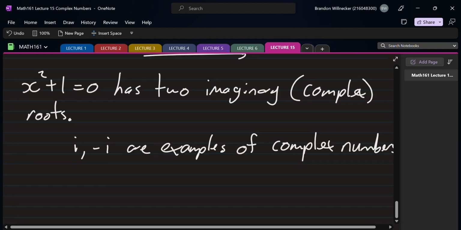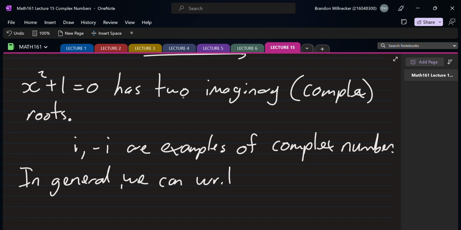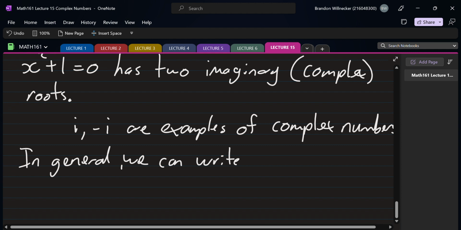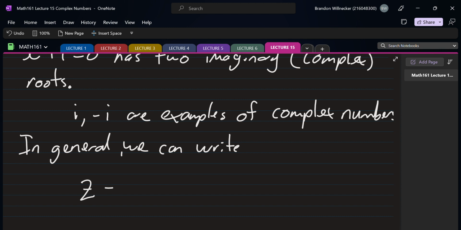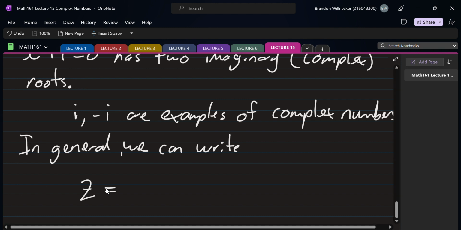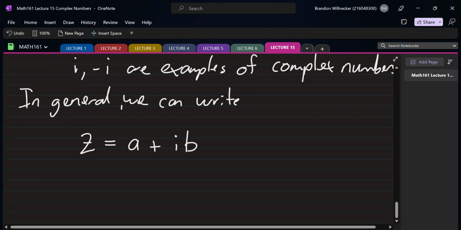So those are a couple examples there. So in general, for some randomly chosen complex number, we usually write it as z. You'll see in textbooks and online that we commonly use z to represent a complex number. So z is equal to a plus i times b, where i is that imaginary number we created.